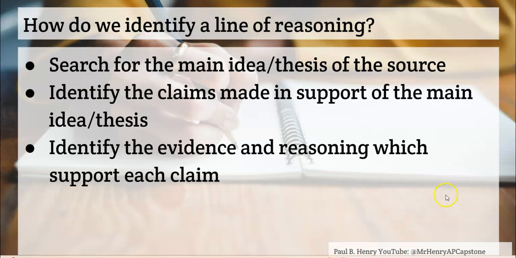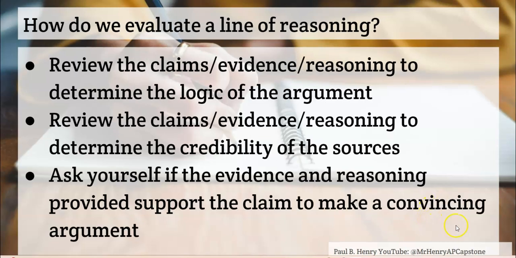We want to demonstrate that we have the ability to pull those out of the source when we are asked to identify them. When we move from the identify level of skill, we're going to look at evaluating a line of reasoning. And how do we evaluate a line of reasoning? We review the claims, evidence and reasoning to determine the logic of the argument. Is there a clear connection between the claims and the evidence that makes a lot of sense? Is the reasoning sound? Does it demonstrate a clear and strong understanding of the evidence to support the claim?